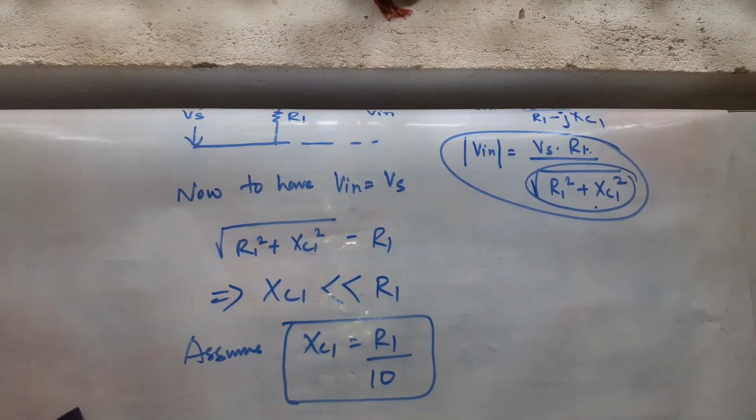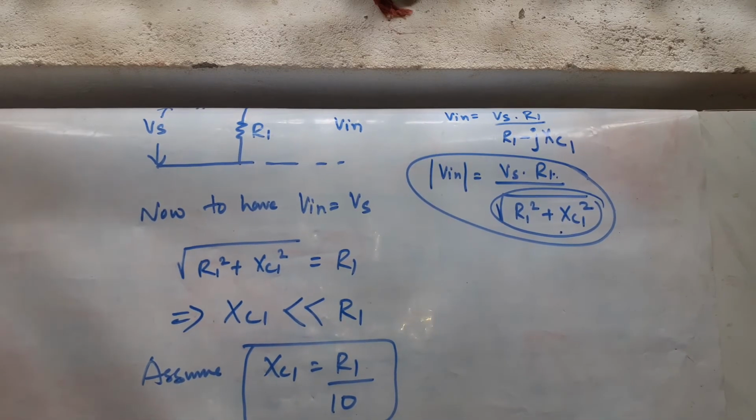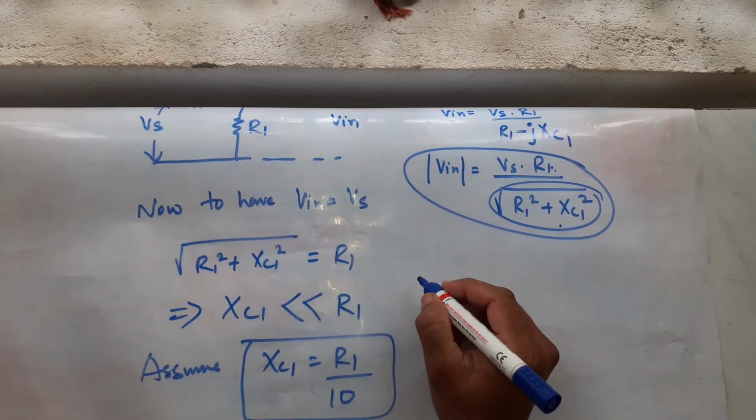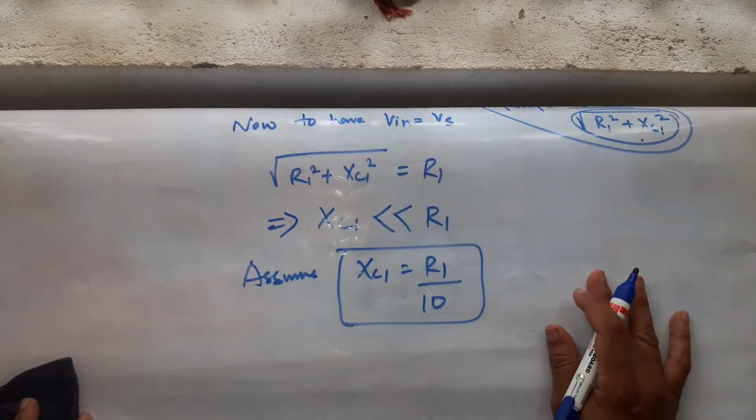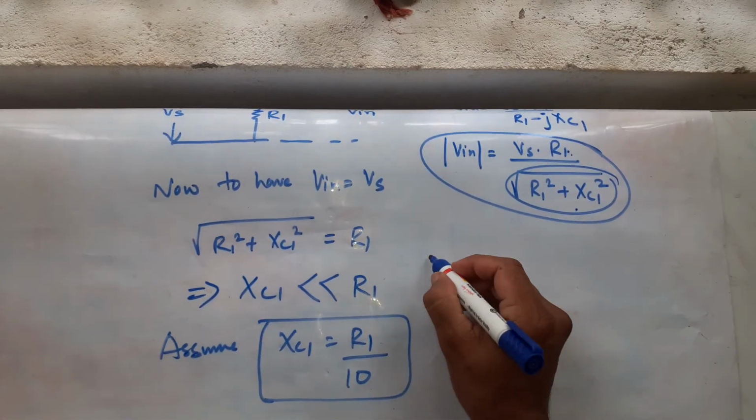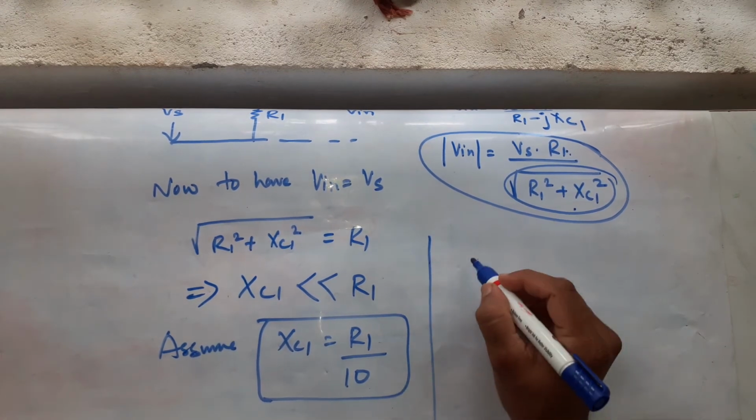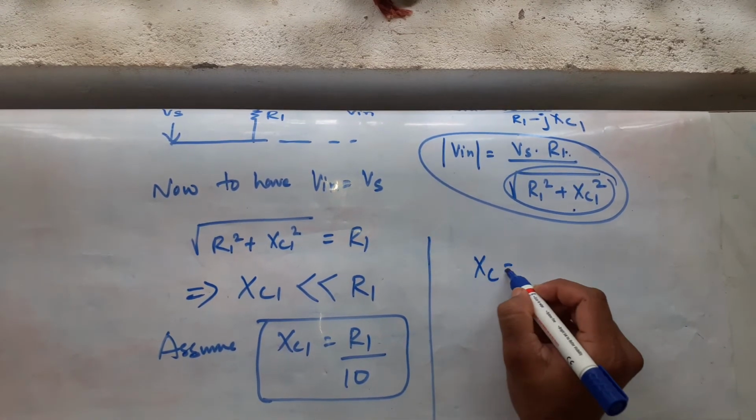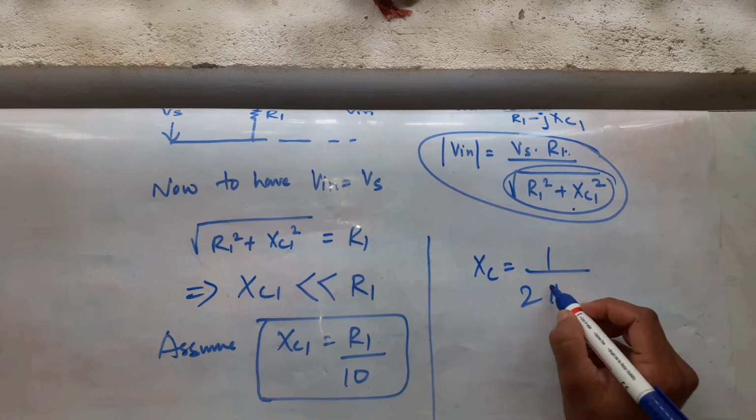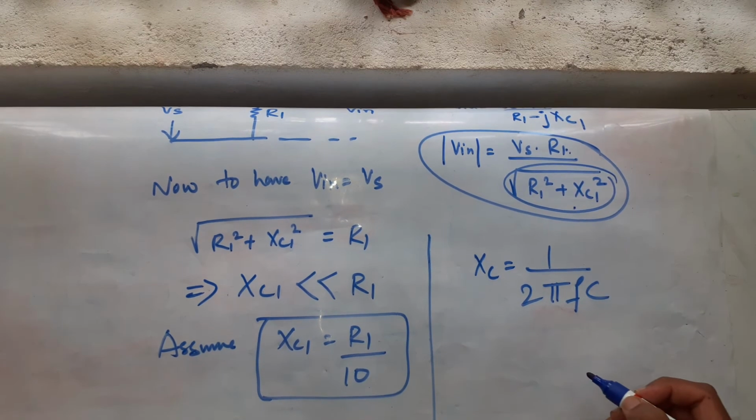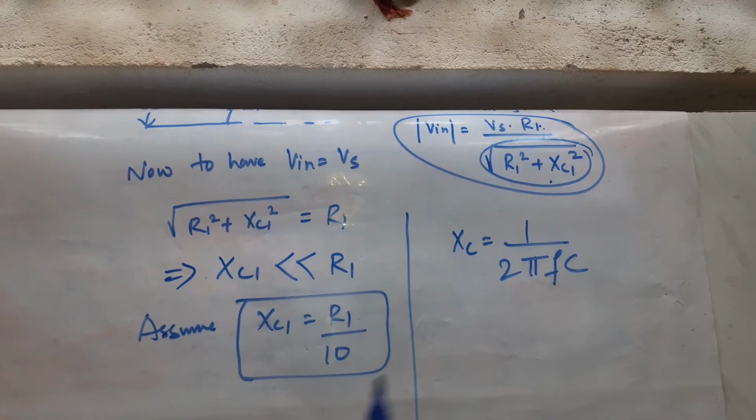Now how to use this, I'll tell you. We know that, I'll write it here, XC is equal to 1 over 2 pi fC from our basics, right? I'll write it small.